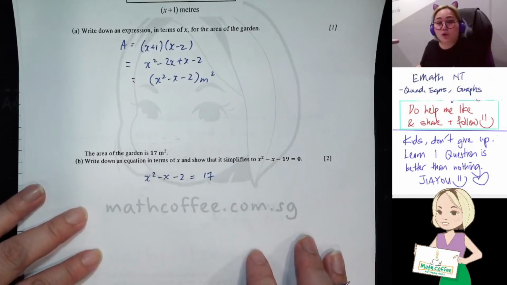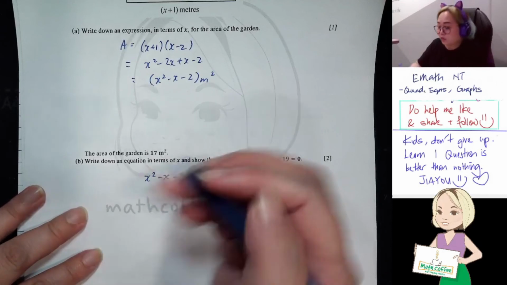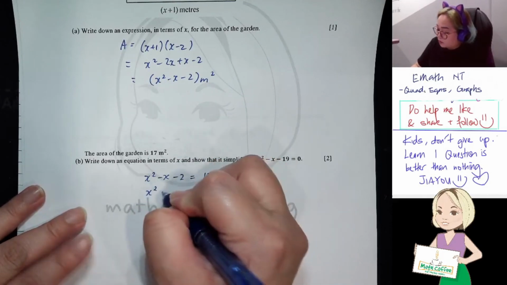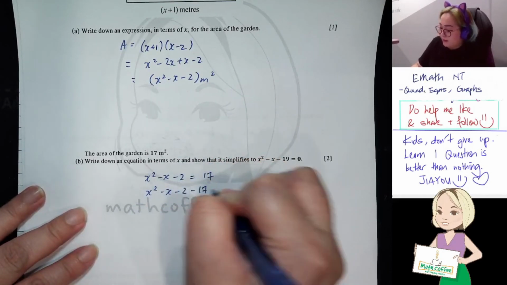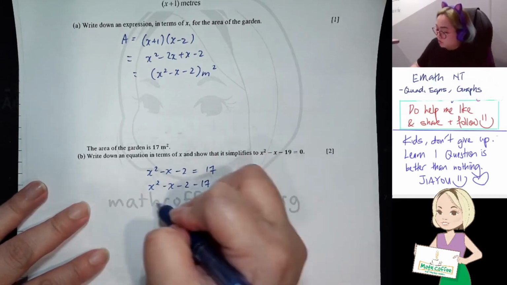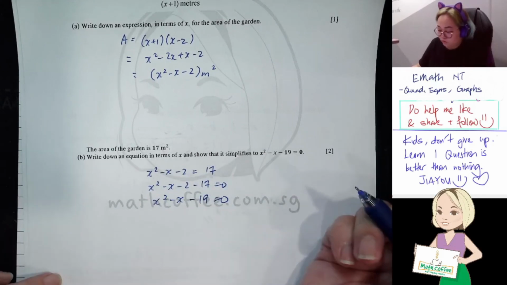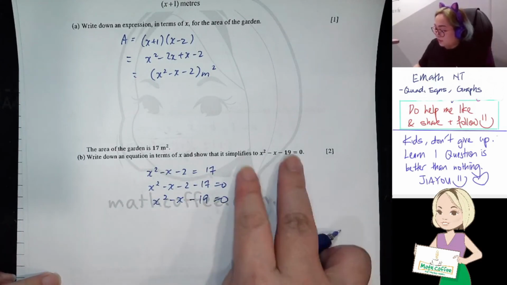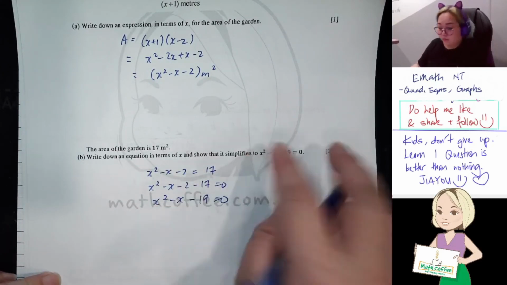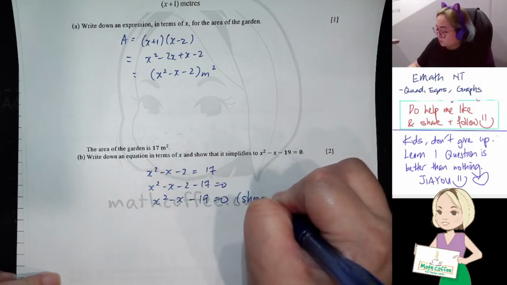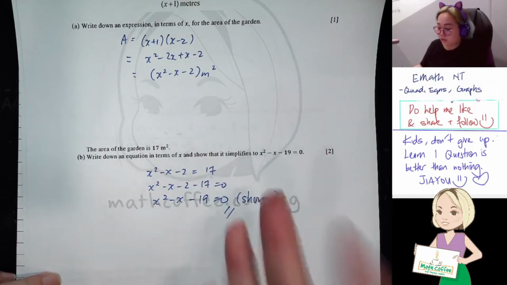And take note, for a quadratic equation, you must throw everything to the left hand side. So it becomes x squared minus x minus 2 minus 17 equals to 0. So we have x squared minus x minus 19 equals to 0. That is exactly the same as the one they asked me to simplify. So you will say, okay, shown. And we are done with this part.